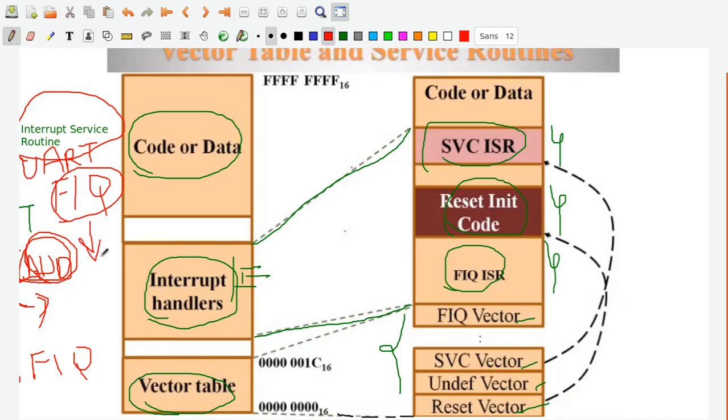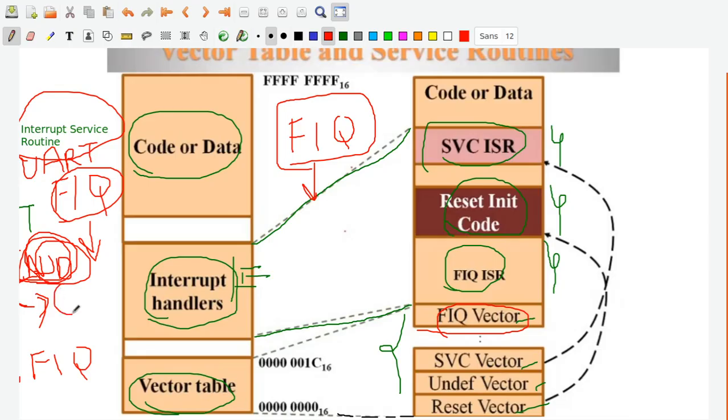When the FIQ exception is thrown, the processor completes the execution of this instruction. After it completes the execution, it will go to this FIQ vector, because it knows that whenever I receive a signal through the FIQ pin, whatever instruction I am doing, I first complete that one, but I will not execute the next instruction. This is what you mean by the exception.